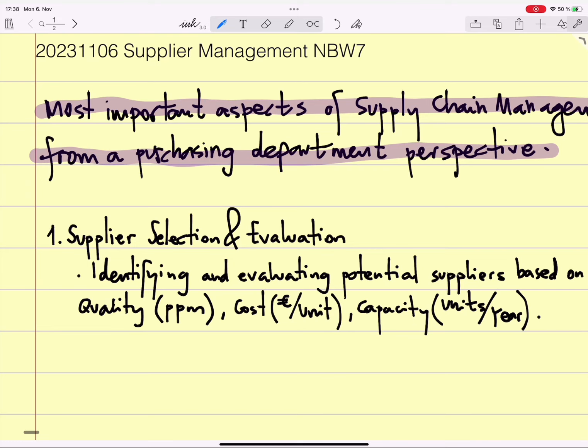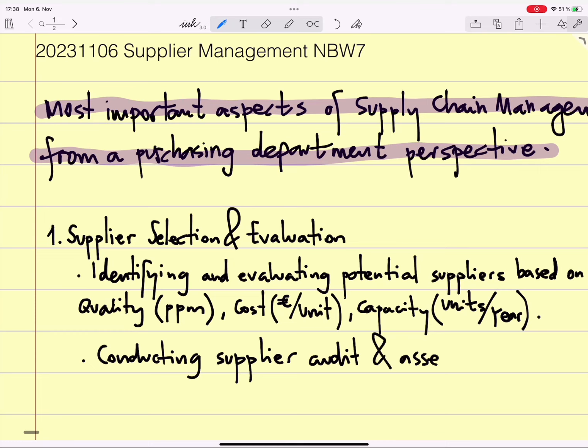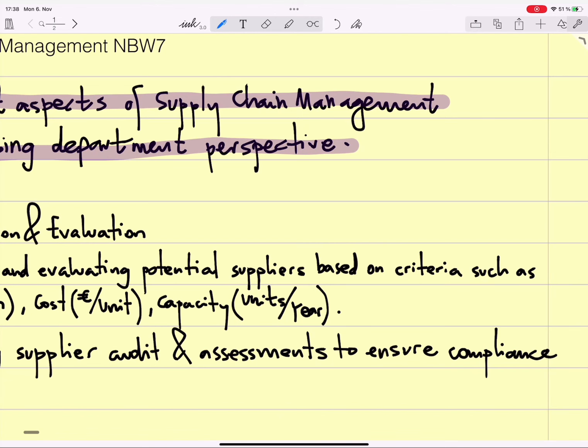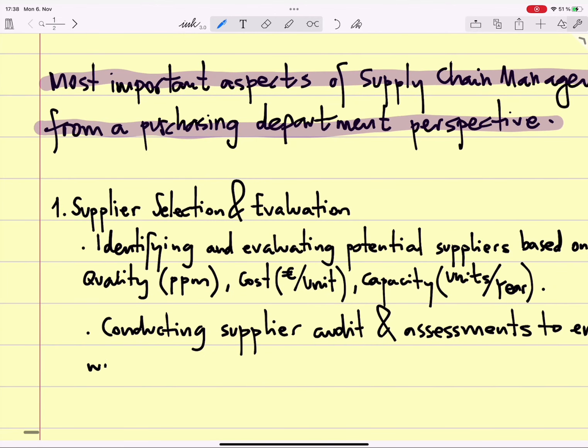And the second thing we're looking at is conducting supplier audits and assessments to ensure compliance with agreed upon standards.